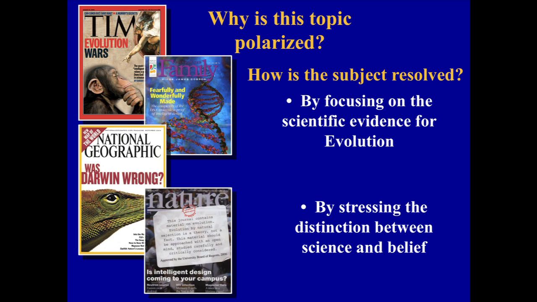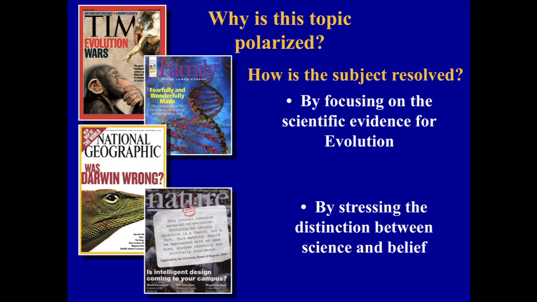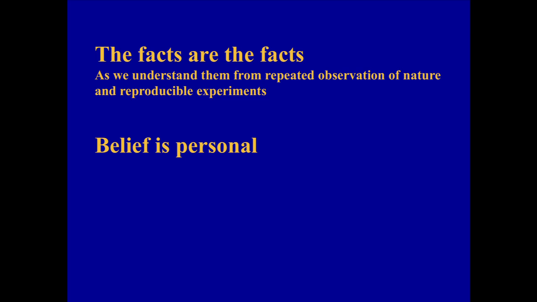Well, by focusing on scientific evidence for evolution, I think some of this subject is resolved away from its controversy. By noticing the fundamental facts and observable experiments and reproducible results that contribute to the conclusion of biological diversity and its origins, we can resolve and, I think, dispense with some of this polarizing topic, by stressing the distinction further between science and belief. We could say that facts are facts, as we understand them from repeated observation of nature and from reproducible experiments. Belief is a more personal matter.